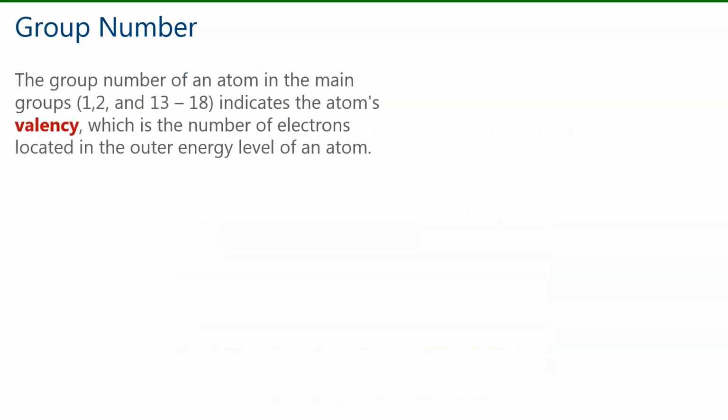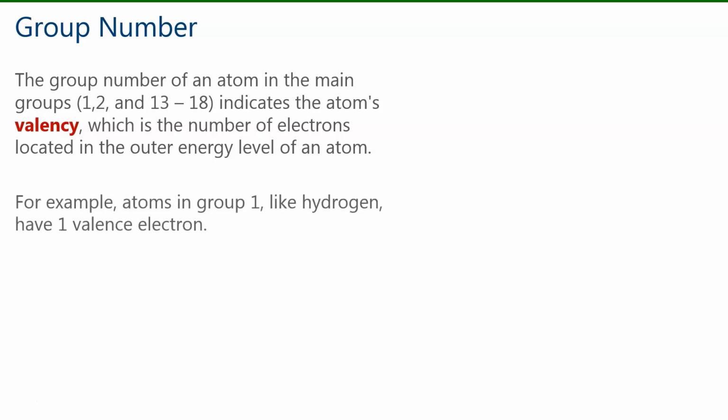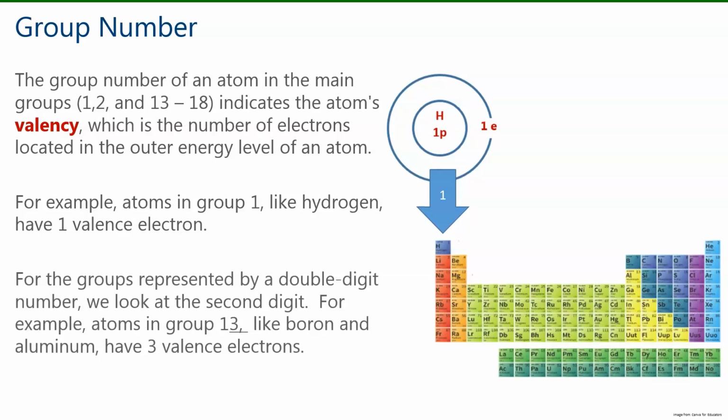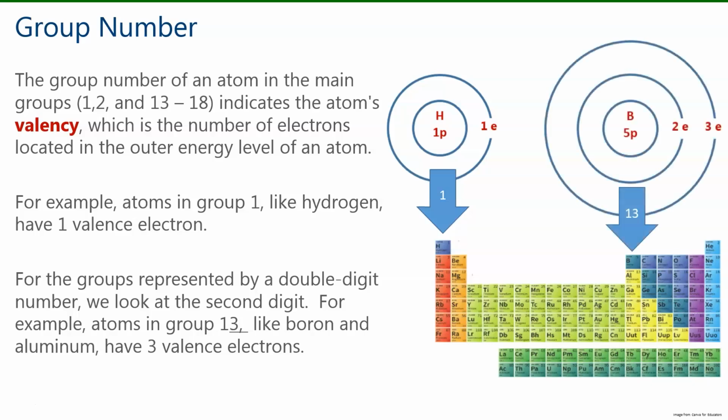The group number of an atom in the main groups, groups 1, 2, and 13 to 18, indicates the atom's valency, which is the number of electrons located in the outer energy level of an atom. For example, atoms in group 1, like hydrogen, have 1 valence electron. For the groups represented by a double-digit number, we look at the second digit. For example, atoms in group 13, like boron and aluminum, have 3 valence electrons.